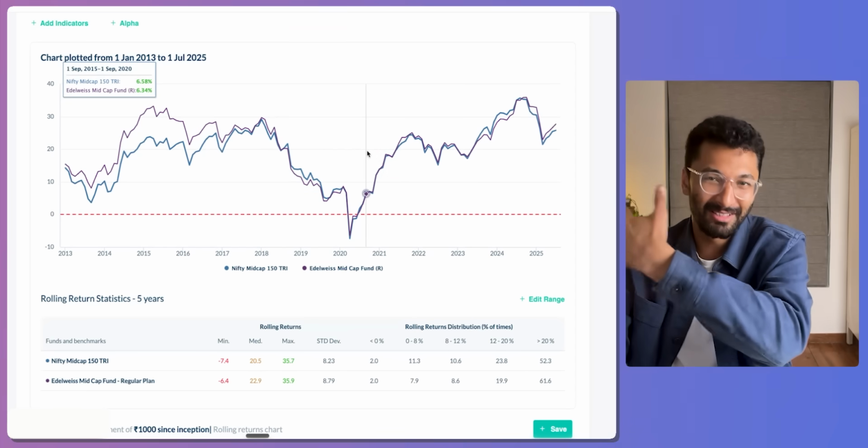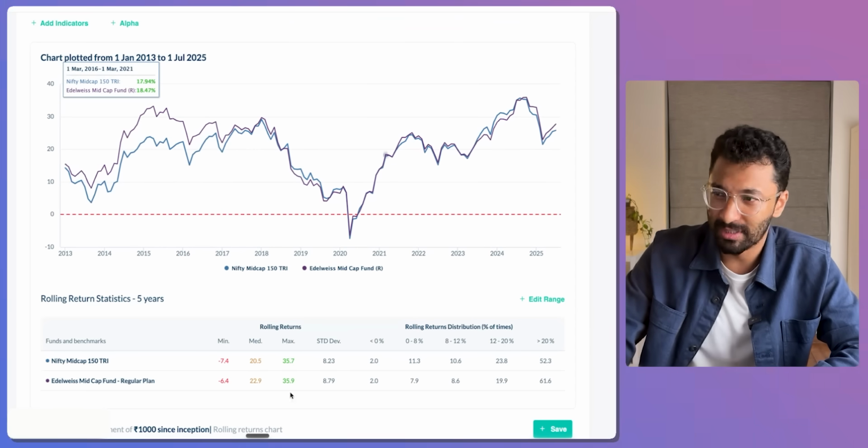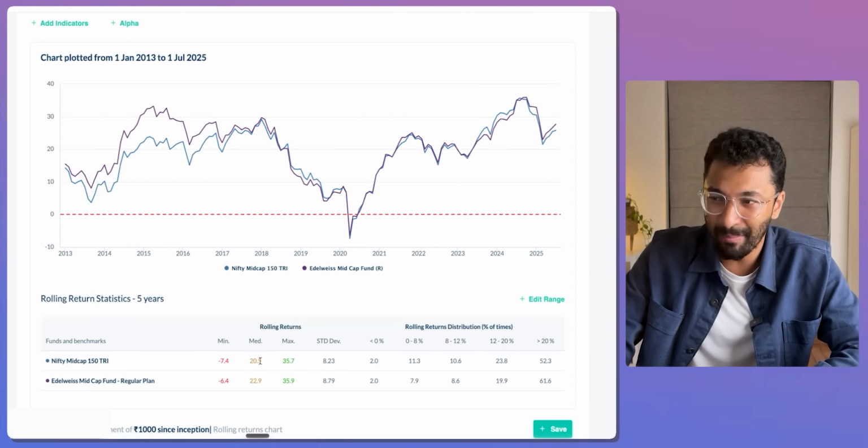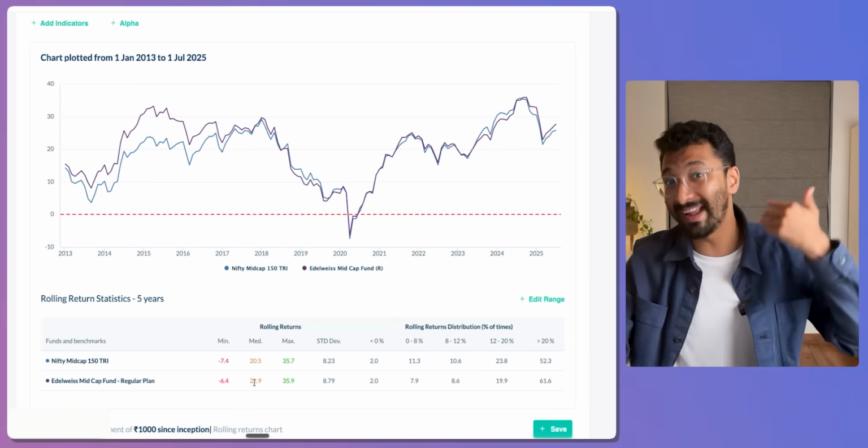So this is the rolling returns. This gives you an accurate picture. So if you take the median returns across such calculations, that is 20.5% for the Midcap index. It's 22.9% for the Edelweiss Midcap fund, which is great because we want that to be higher.